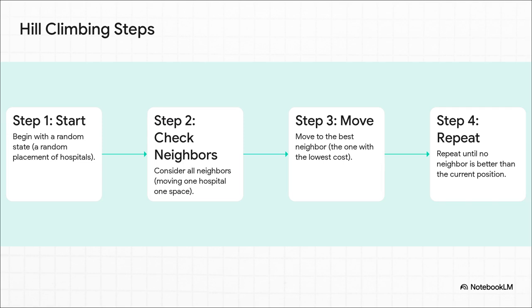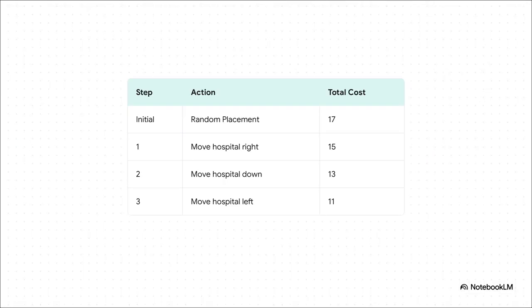We start with that random guess, right? Our cost of 17. Then the algorithm just looks at its immediate options. It asks, what if I nudge this hospital 1 square up, or down, or left, or right? It checks every single one of those neighboring moves, finds the one that drops our cost the most, and takes it. Then it just repeats that process over and over. Take a step, find the best next step, take it, until it's standing in a spot where every possible move would actually make things worse. That's when it stops.